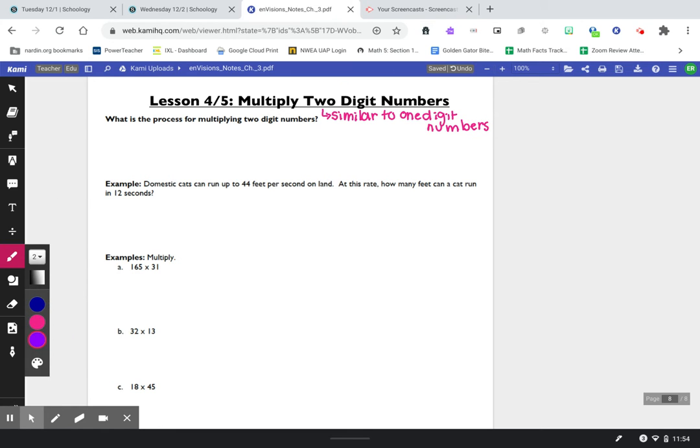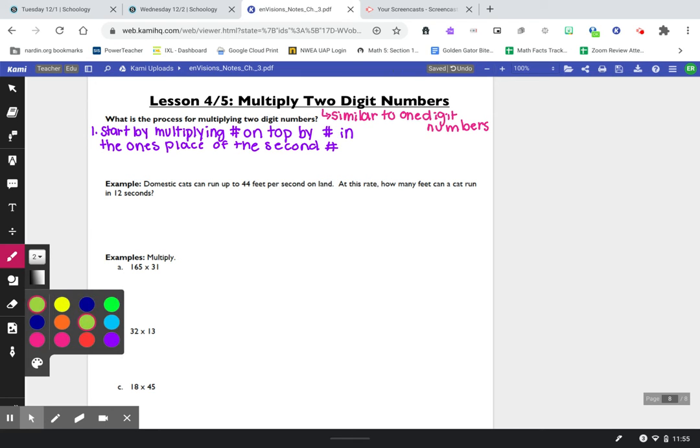Well, first what we're going to do is we are going to start by multiplying the number on the top by the number in the ones place of the second number. So this is, again, just similar to multiplying by that one-digit number that we did before break.